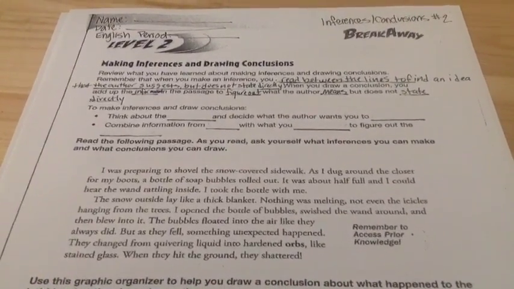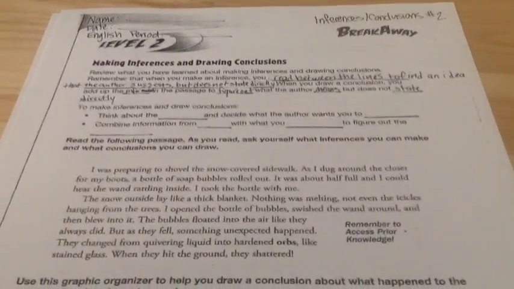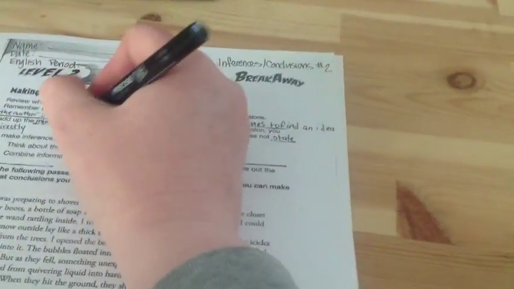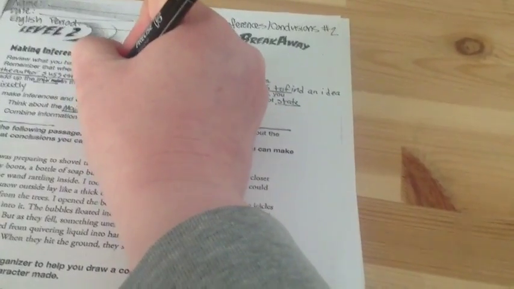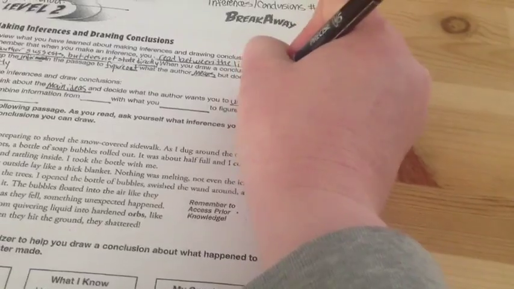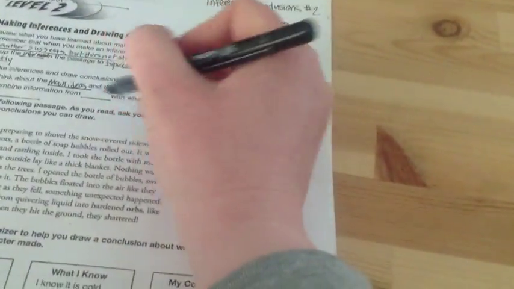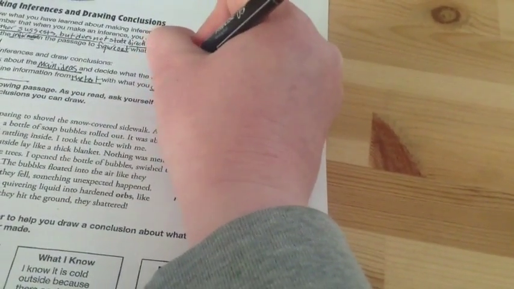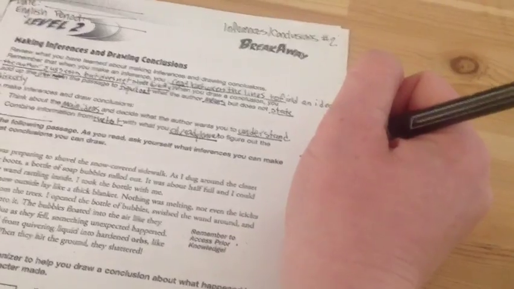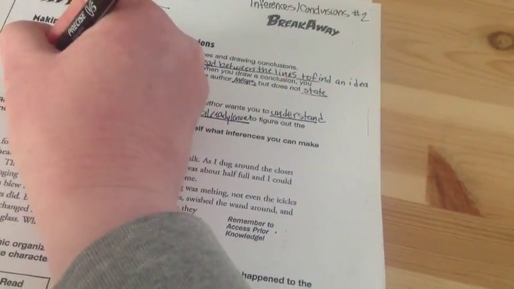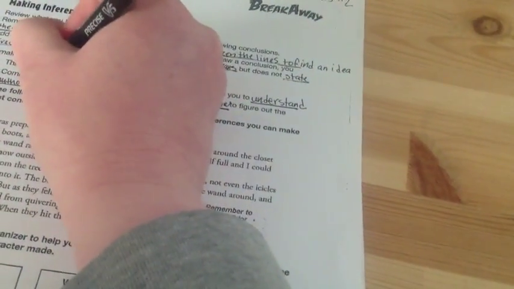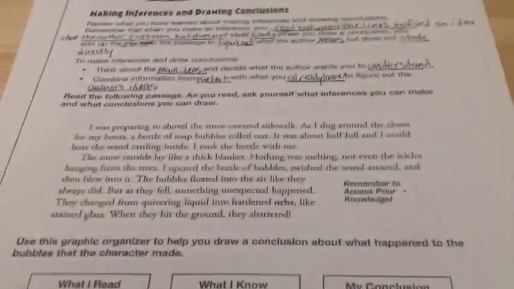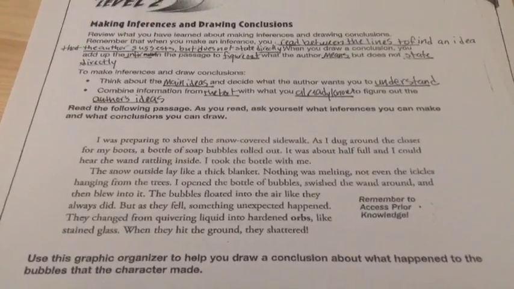To make inferences and draw conclusions, think about the main ideas and decide what the author wants you to understand. You can also combine information from the text with what you already know, which, if you remember from last lesson, is your prior knowledge, to figure out the author's ideas. Okay, so let's go ahead and look at the next part. We're going to read the following passage. As you read, ask yourself what inferences you can make and what conclusions you can draw.